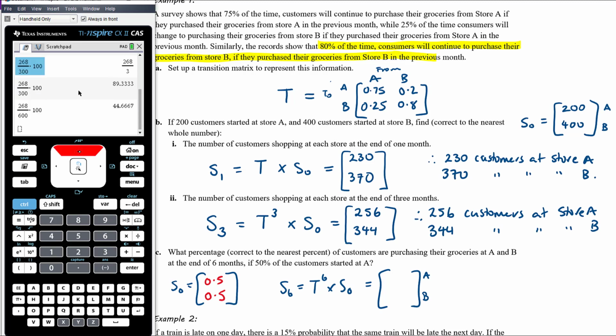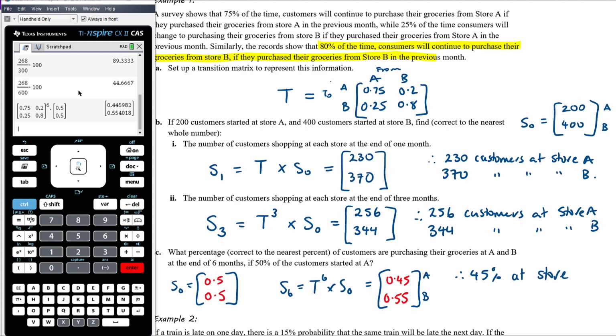And so then, when you do your matrix calculation, instead of it being T to the power of 6 times 300, 300, your initial state is 0.5, 0.5. 50% are at A, 50% are at B. And what this means is the numbers we'll get will be the percentages at each store. And immediately here we get 0.45 and 0.55. So what we want in the end is a percentage answer of what percentage shop at each store, then we can write our initial state as what percentage initially shop at each store. Okay, so therefore we have 45% at store A and 55% at store B.